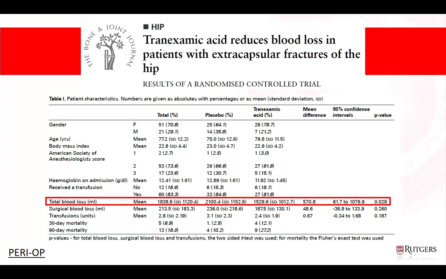Total blood loss in this paper was calculated based on the hemoglobin. So it was preoperative hemoglobin, and they used a formula that's used in a couple of different papers. It's not the most accurate thing, but it's usually measured preop and then postop day 3, and the difference is how they measure it.